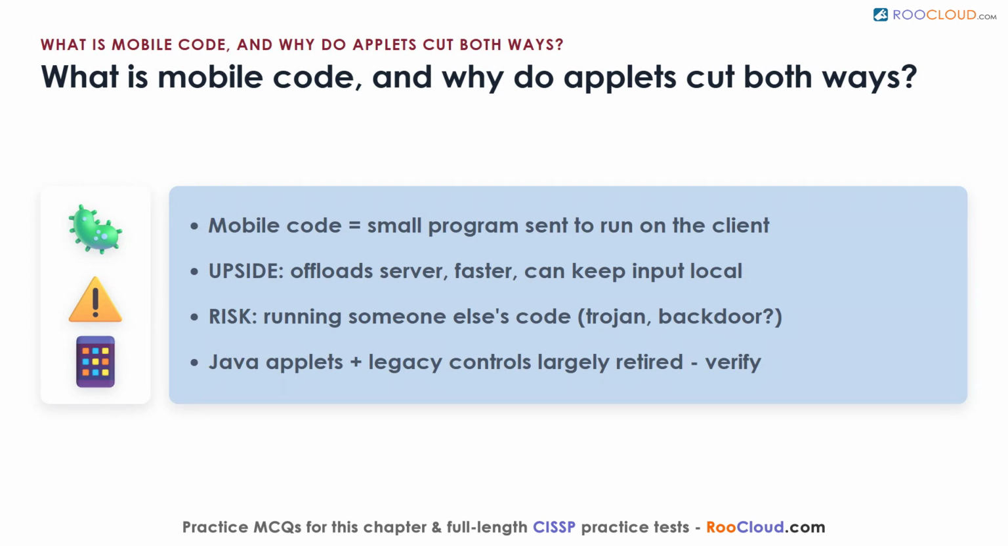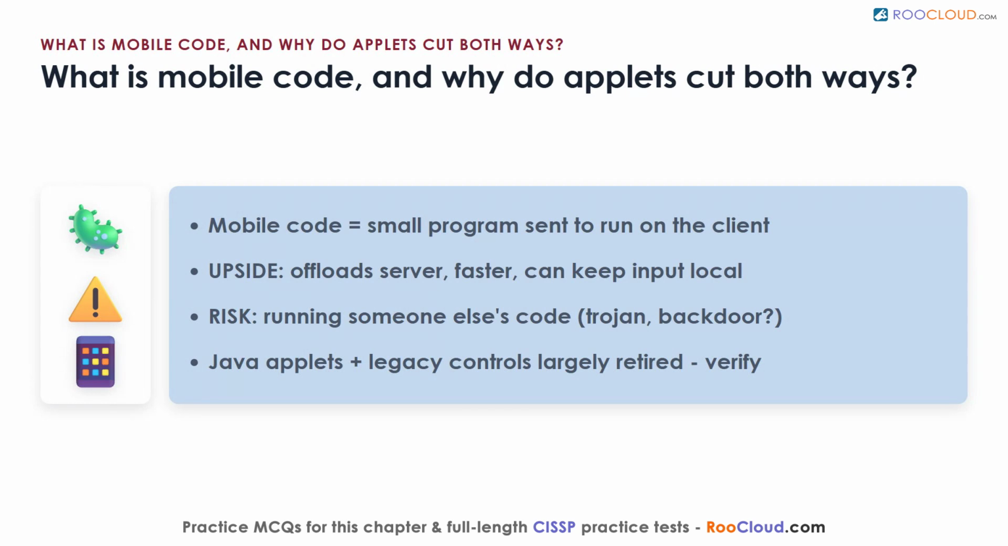But there is a sharp edge. Anytime you run someone else's code, you risk it being malicious or flawed, and short of reading it line by line, you cannot be sure it hides no Trojan or backdoor. Older forms like Java applets and one legacy browser control are largely retired now, but you should still confirm rather than assume they are gone. Think of accepting a sealed gift that does a helpful job, while never being certain what else is ticking inside it.